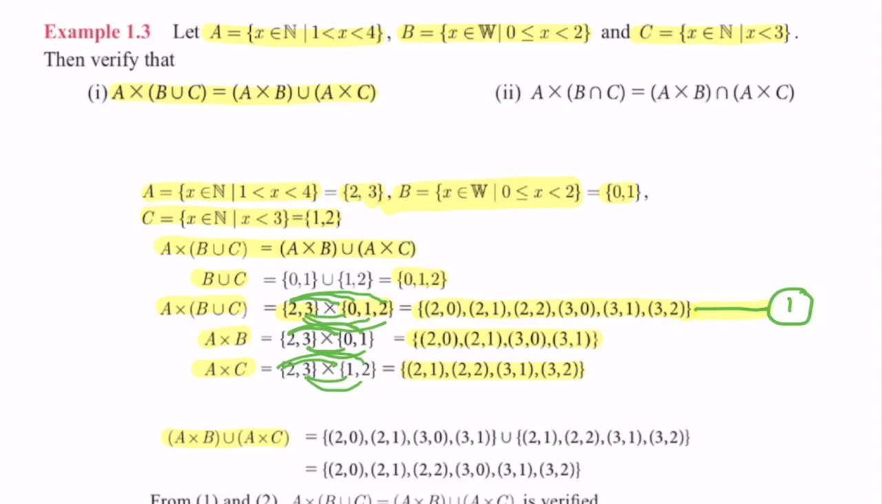It is a set of all ordered pairs (2,0), (2,1), (3,0) and (3,1), union A cross C. It is a set of all ordered pairs (2,1), (2,2), (3,1) and (3,2). So we have to combine and form this into a single set. So the set of all ordered pairs (2,0), (2,1), (2,2), (3,0), (3,1) and (3,2). Let us name this as equation 2.